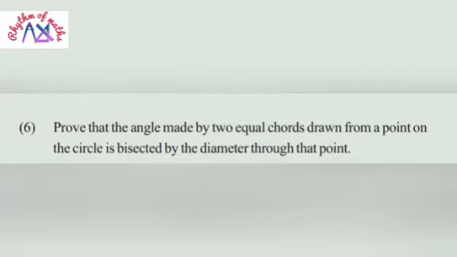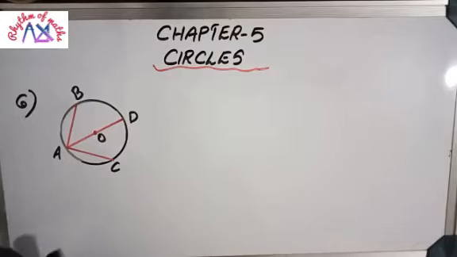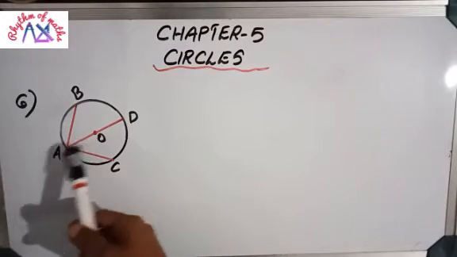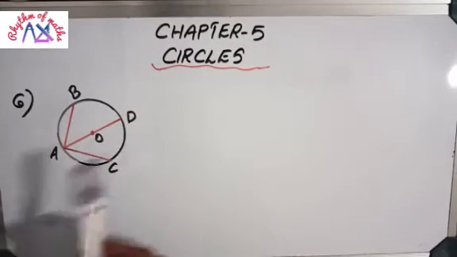Prove that the angle made by two equal chords drawn from a point on the circle is bisected by the diameter through that point. Here in this question also we have a diameter AD. It is the same as the fifth one.